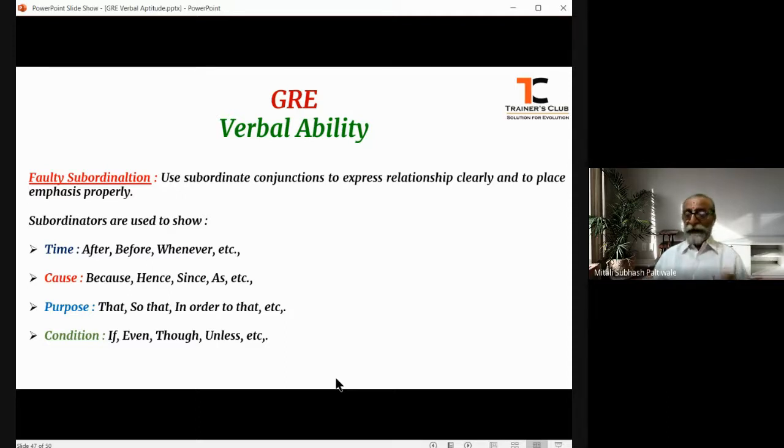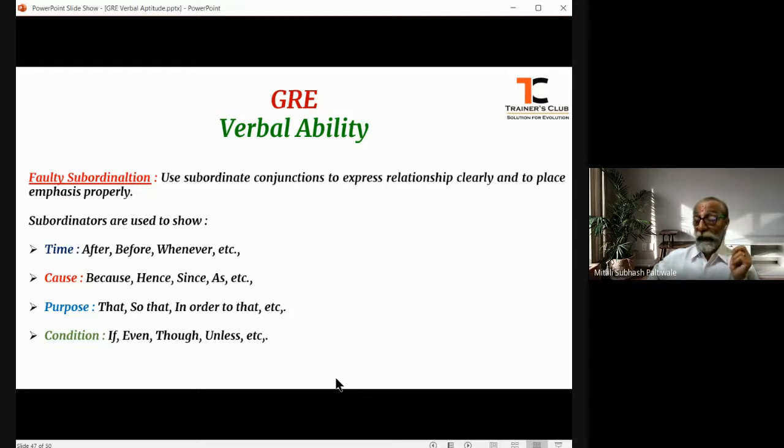And if we are using the subordinate conjunctions to give some cause or to give some reasons, then the conjunctions that are used are like because, hence, since, as, etc. And if the subordinate conjunction is depicting a purpose, or defining a purpose, then the subordinate conjunctions that could be used are like that, so that, in order to. These are a few of them.